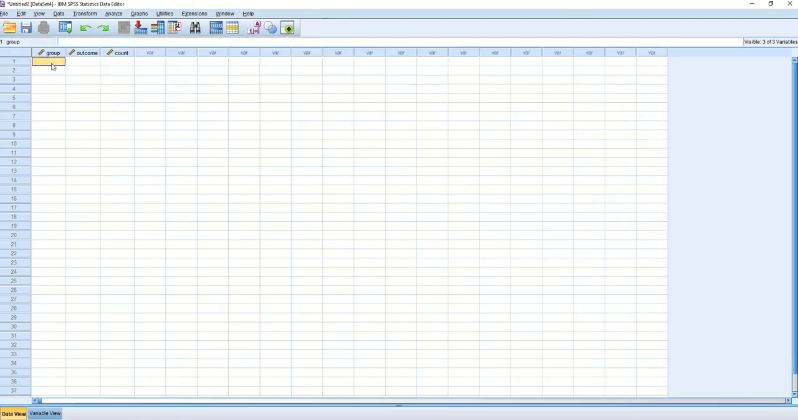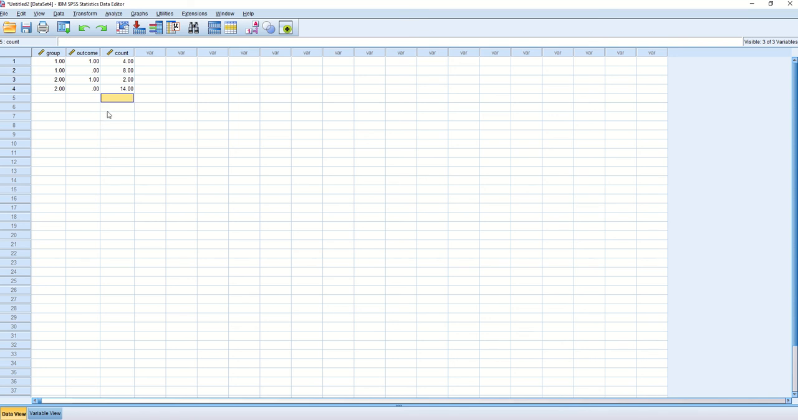So go back here. The group is, I have two groups, 1 and 2. So you go 1, 1, 2, 2. The outcome is either present or absent, so 1, 0, 1, 0. And then at the end, you're going to put your counts. So I will put values that are not very large, hoping that I will have expected counts less than 5. So maybe 4, 8, 2, and 14.